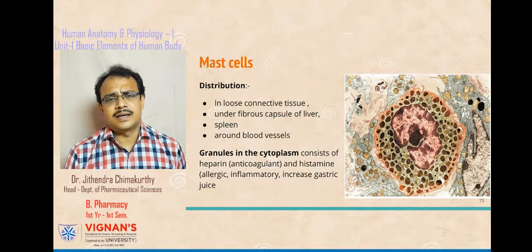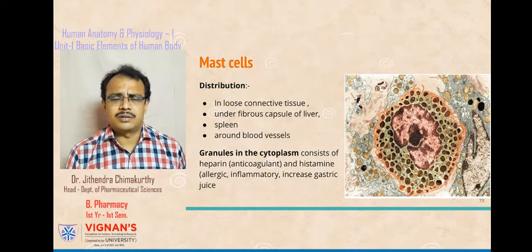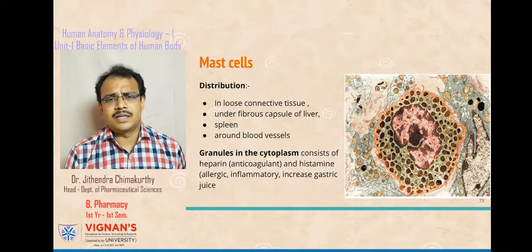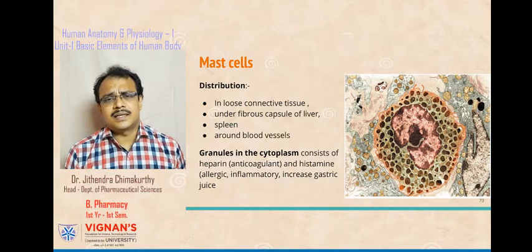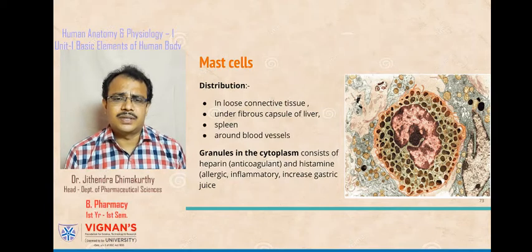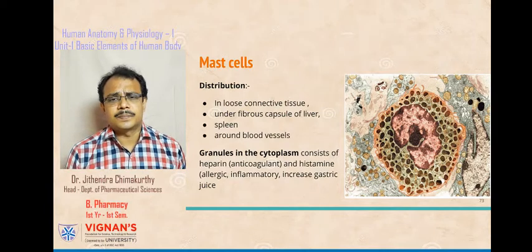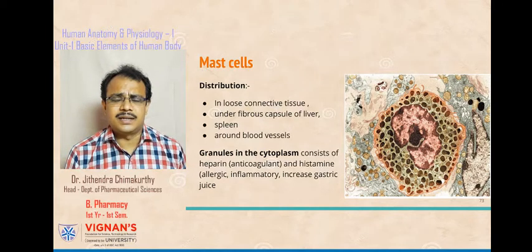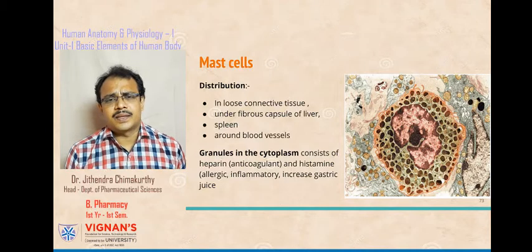Mast cells are abundantly seen in loose connective tissue. They are present under the fibrous capsule of the liver or spleen, and they are also present around the blood vessels. Mast cells consist of various granules, and these granules consist of various factors such as histamine and heparin.